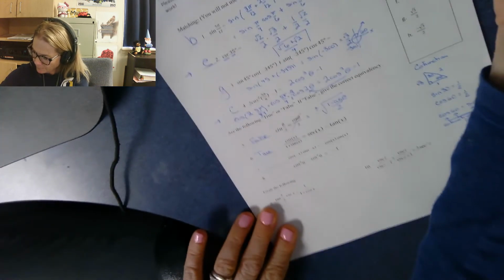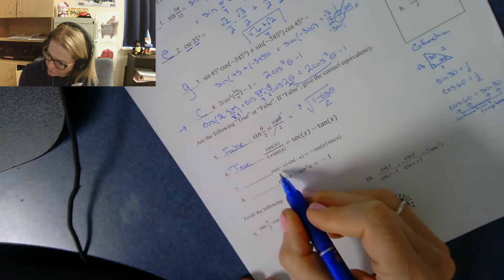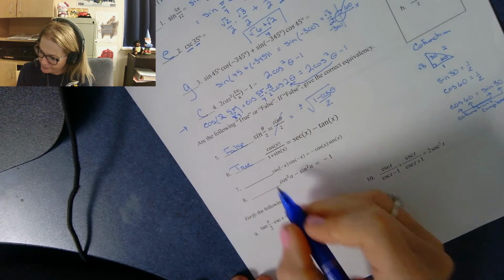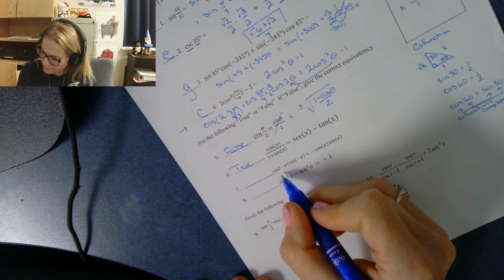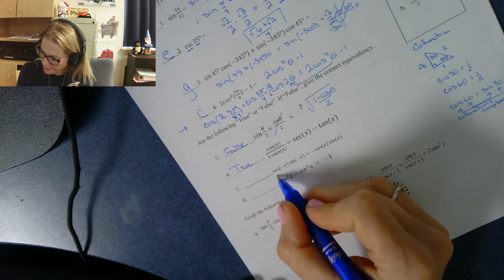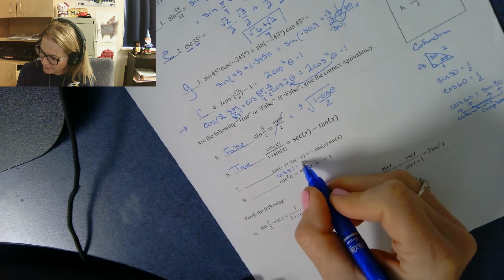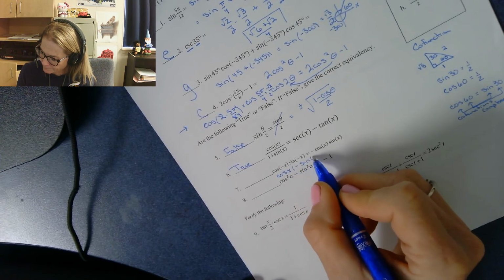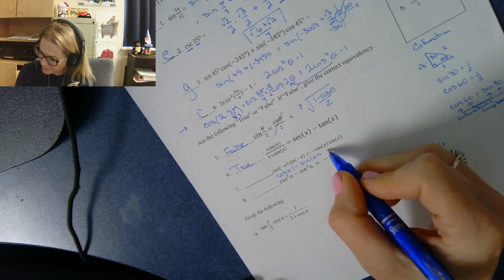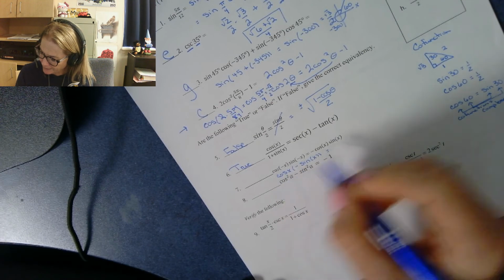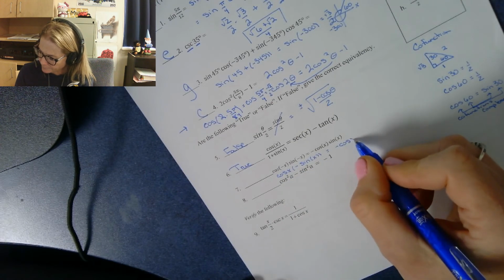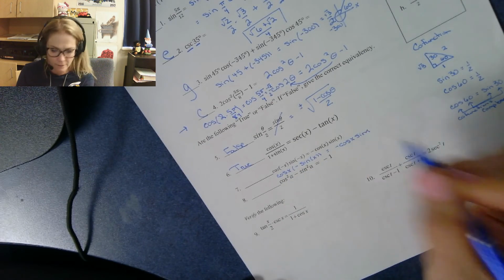Okay, this next one is dealing with even and odd functions. So cosine is an even function, so this can just go away. Sine is an odd function, so we pop the negative out front. And that certainly equals, if you then put the negative in front of the whole thing, then this is also true.